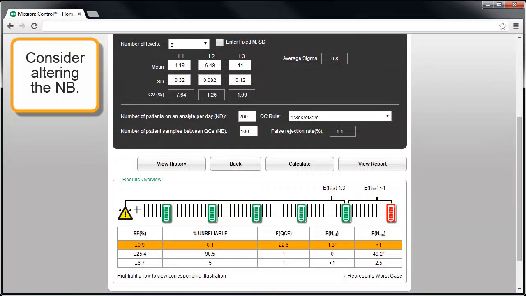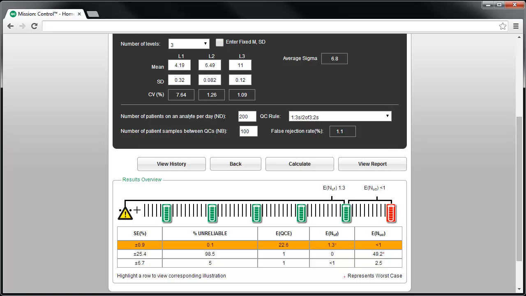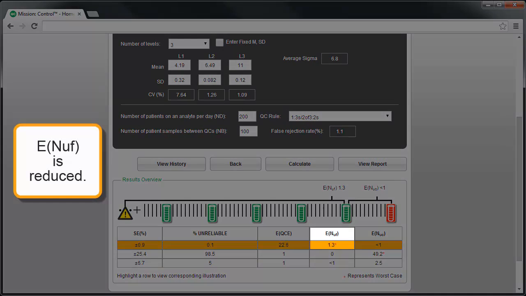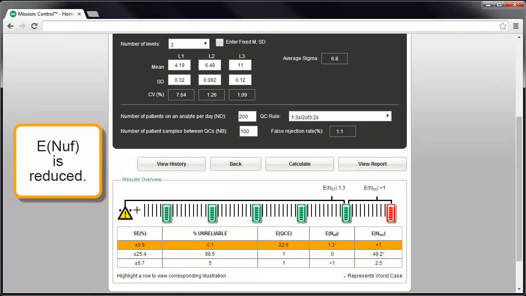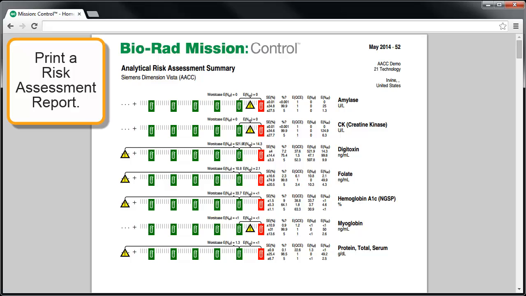As a final step to further reduce ENUF, consider changing the frequency from every 200 patients to every 100 patients. When NB is set to 100, the ENUF is reduced to 1.3. Excellent all-around performance. After completing this process for all analytes on the instrument, it is possible to print a summary risk assessment report. This report will help you quickly determine which analytes need attention, those that have the yellow triangles toward the left side, and which analytes are performing well, those that have the yellow triangle toward the right.